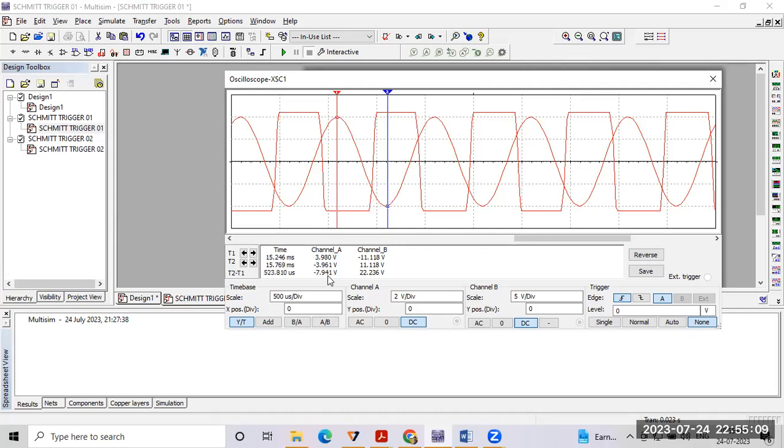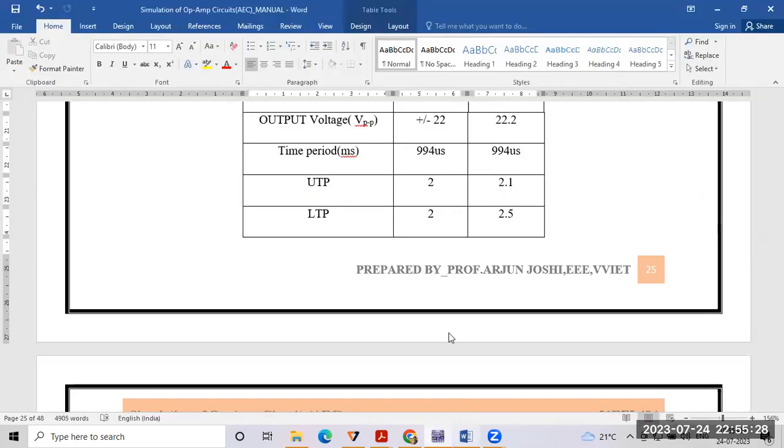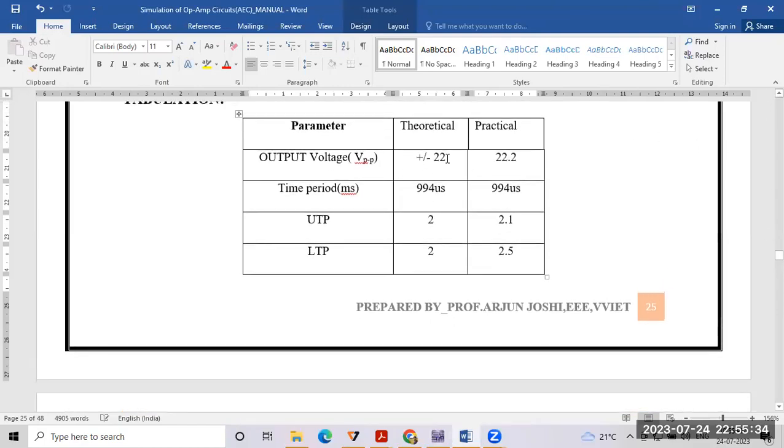Okay, 7.94, exactly correct. Input equals 8 volts, output equals 22. That is, plus or minus 11 volts is nothing but 22 only. Plus or minus 4 volts is nothing but 8 volts only. This is how we need to check the input and output waveform, and then write it down here. Write the theoretical value. What is the theoretical value of the output? Plus or minus 11 volts, or directly 22 volts. Both are the same. Here also the theoretical value is 22.